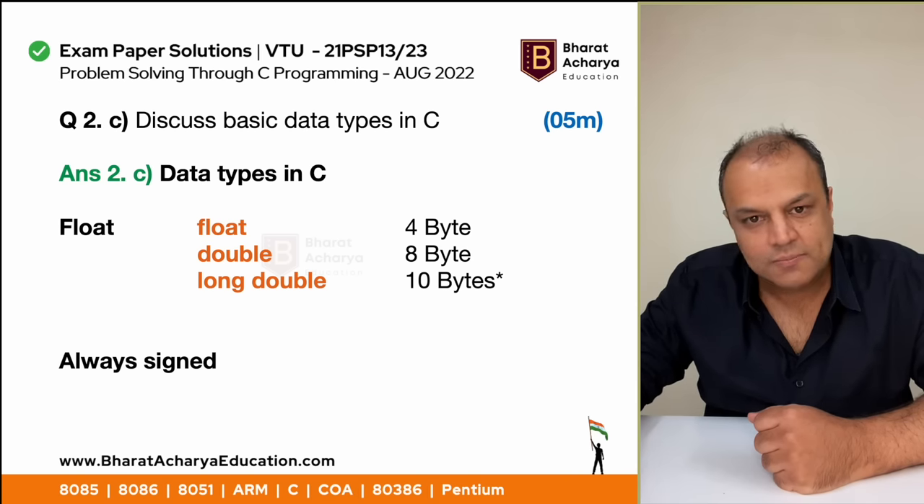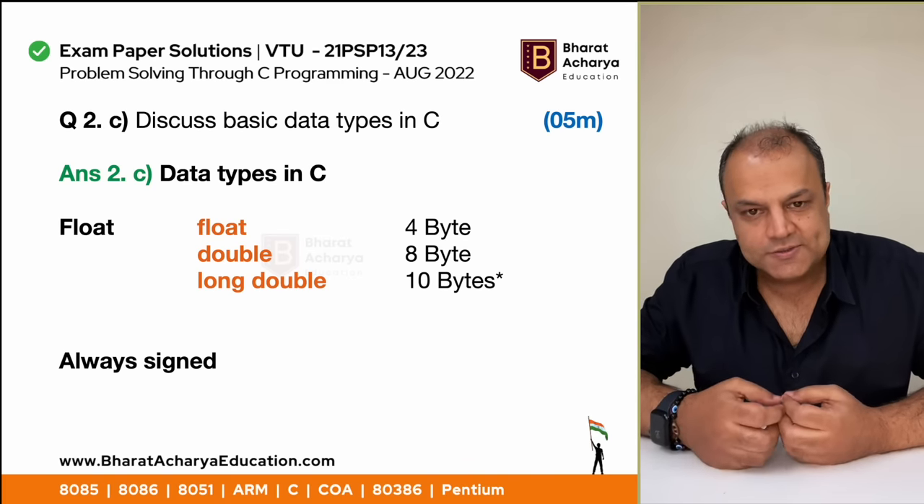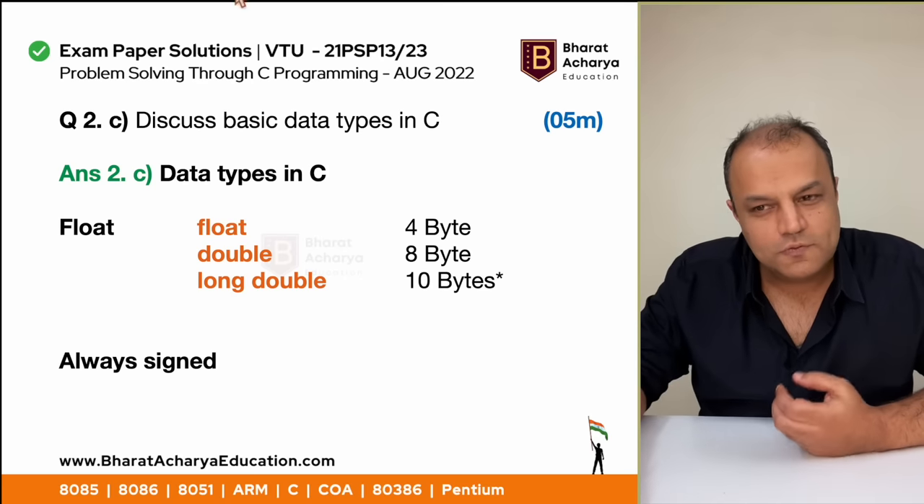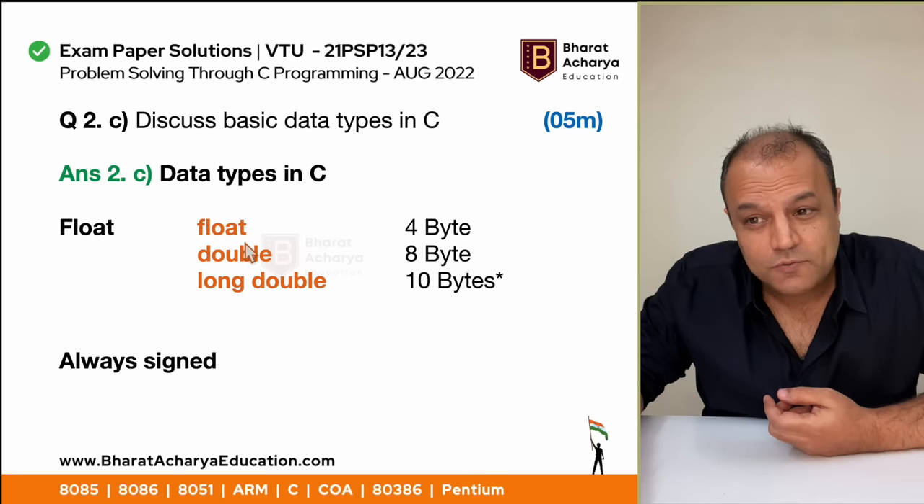You learn it in ARM. All modern systems use floating point numbers, fractions. Fractions are not stored as normal integers in a computer. They are stored in a specialized form, called a floating point format. So IEEE, the organization, created 3 floating point formats.